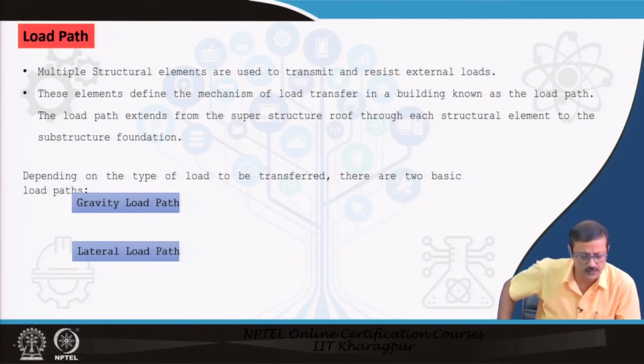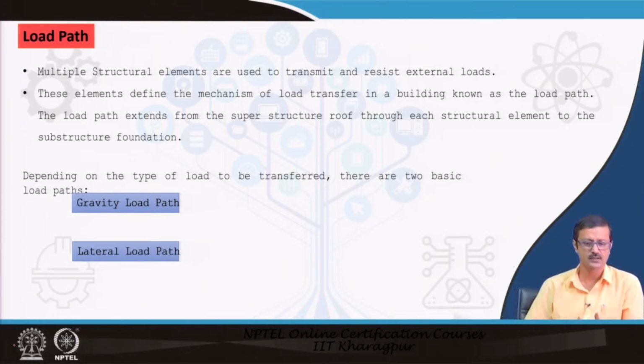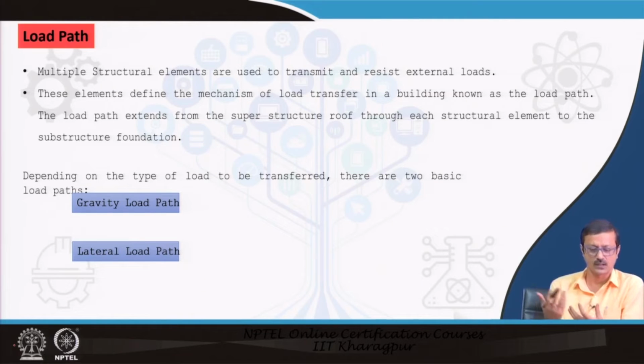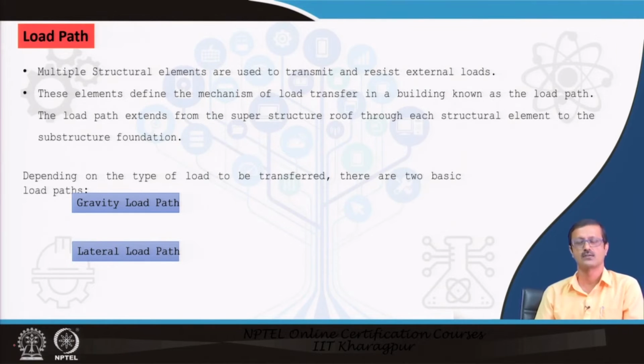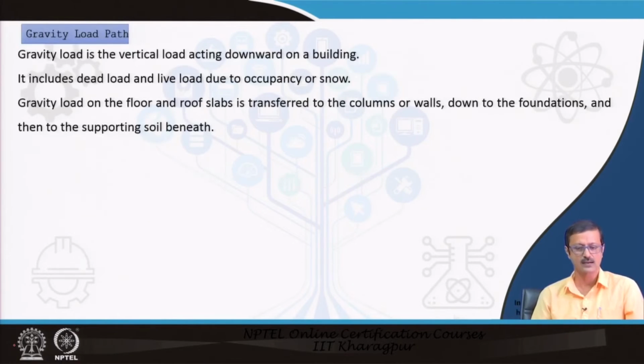So, in the load path, you have multiple types of load path, because of the transmission of the load from the building superstructure to the substructure. Load path is actually what we have to see: how the load goes from one point to the other, particularly from the superstructure to the foundation, through the foundation to the ground, how it is going to be channelized. Depending upon that there are two types of load path, one is called the gravity load path and another is called the lateral load path.